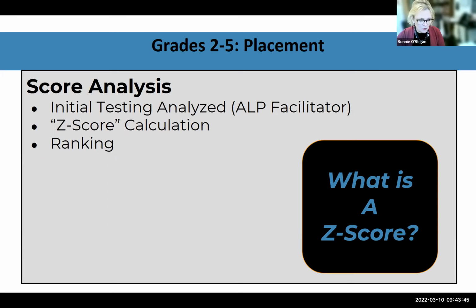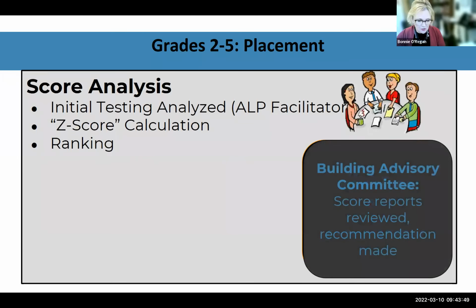Once this is done, a score profile is created for every student. These score profiles are reviewed by a group of teachers, administrators, and members of the ALP leadership team at what we call a building advisory committee. This team conducts a comprehensive review of each child's full academic record and performance using the objective test data and the subjective input from the parent and teacher forms. All selection decisions reflect their best professional judgment to determine the best way to meet each child's individual needs.